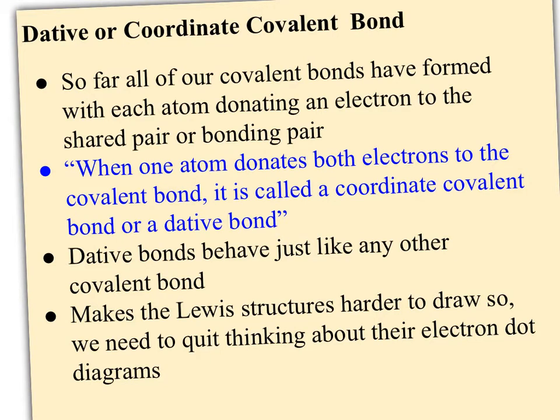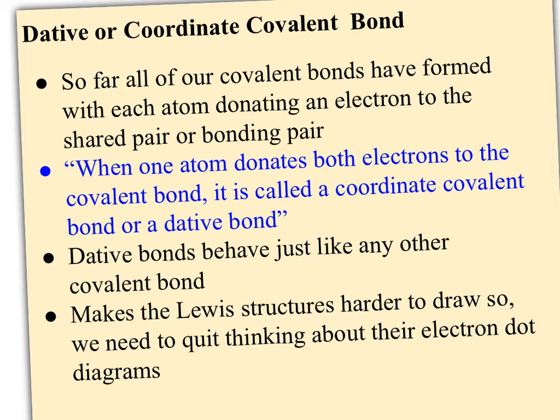So a dative bond, or a coordinate covalent bond, is when one atom donates both electrons to the covalent bond. Either one, you'll see both terms used. Your book happens to use the term coordinate covalent bond. But so far, all of our covalent bonds that we've been drawing, each atom is donating an electron. And in fact, in earlier science classes, you were probably told each atom has to donate an electron. But that's not true. If it makes both atoms stable, then one atom will go ahead and donate both electrons.